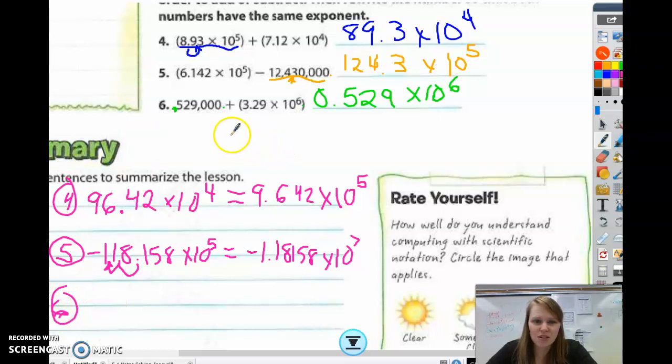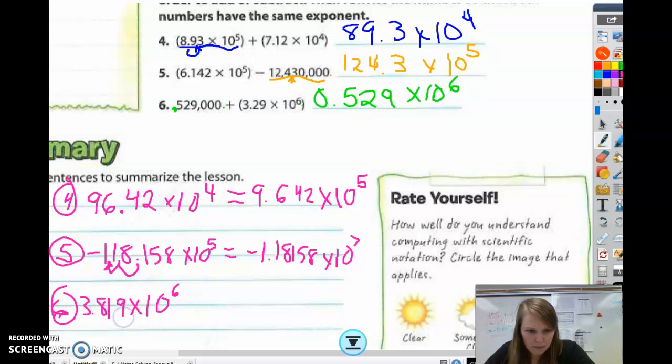Okay, the last one here, we're going to take this number plus this number. So I'm going to plug into my calculator. Well, we know the answer is going to end up being times 10 to the 6th because this is to the 6th power and this one is now to the 6th power. So we're going to plug into our calculator 3.29 plus 0.529, and this ends up being 3.819. Okay, 3.819. Oh, that is in scientific notation. That's it. We're done.